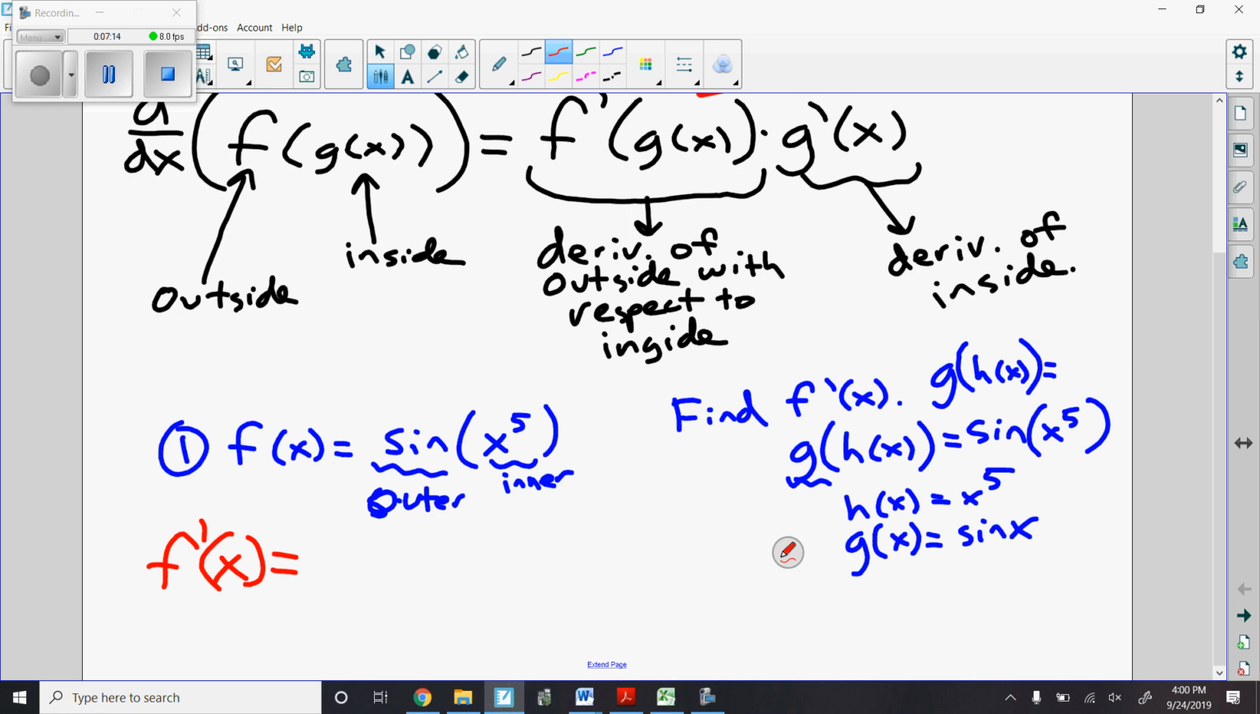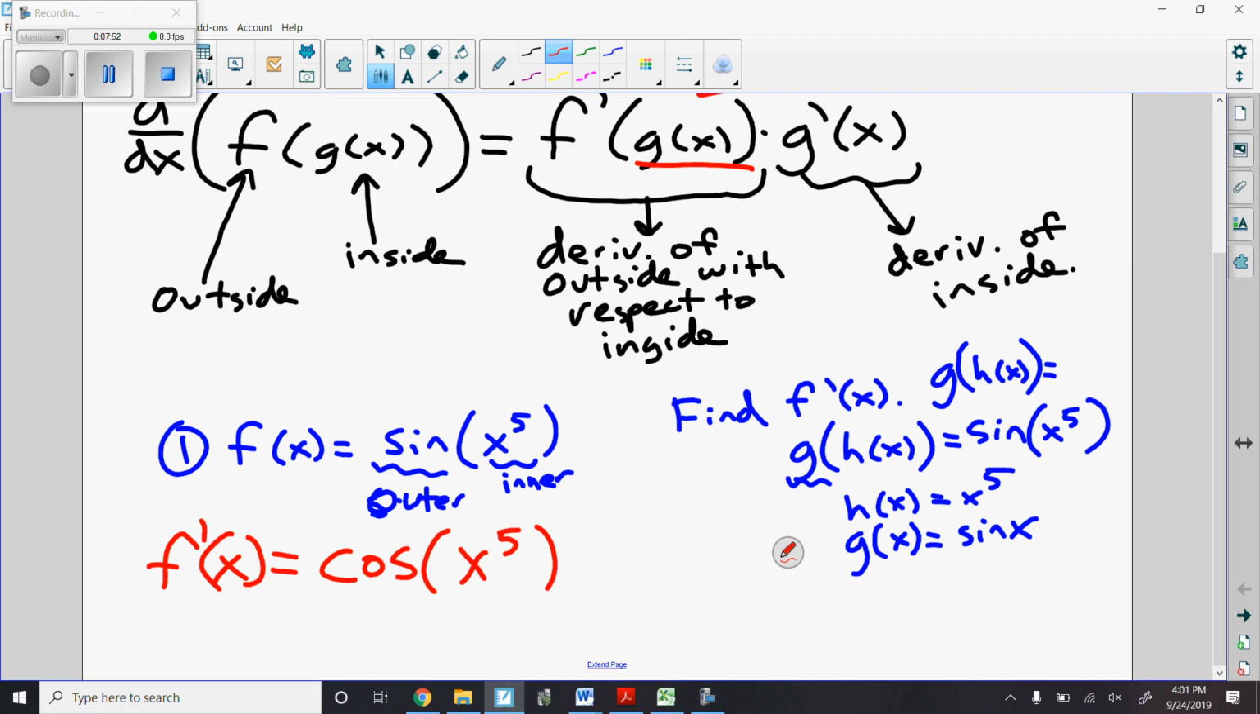So I'm going to do the derivative of the outer function. The outer function here is sine. The derivative of sine x is cosine x. But I'm not doing the derivative of the outside with respect to x. I'm doing the derivative of the outside with respect to g of x. So what I get here is cosine for the derivative of my outer function. But instead of being with respect to x, I'm doing it with respect to my inner function g. So it's cosine of x to the fifth.